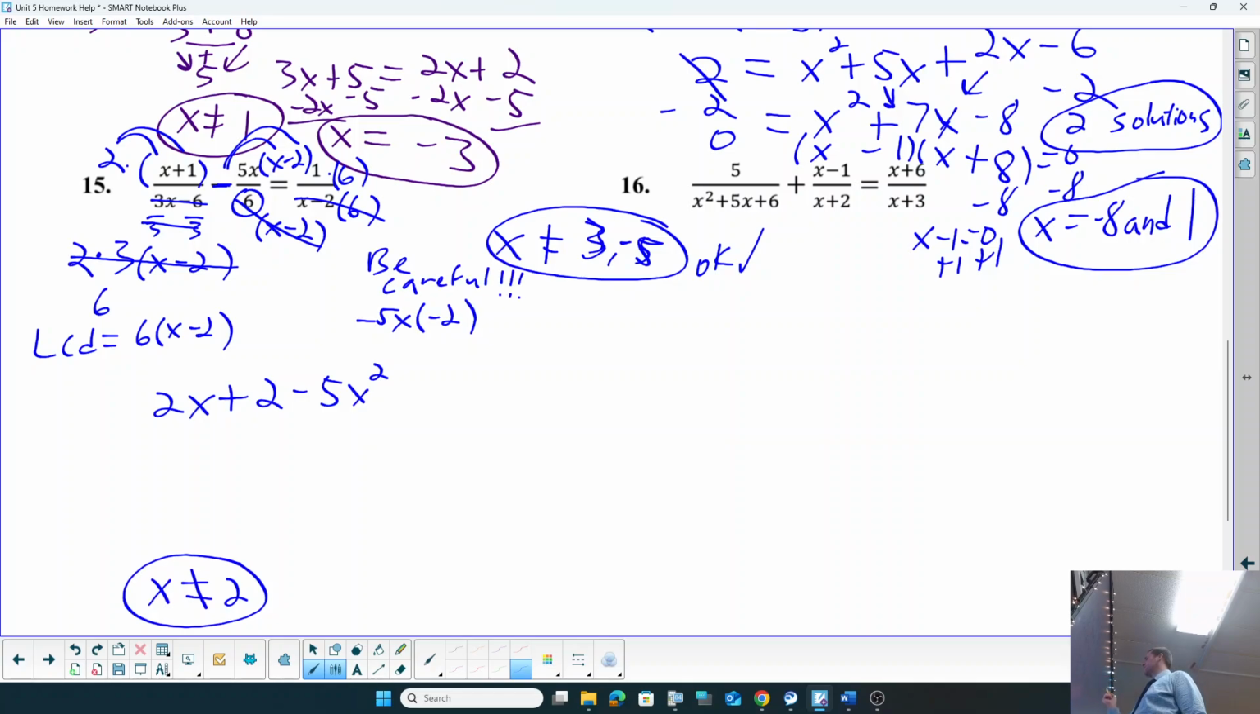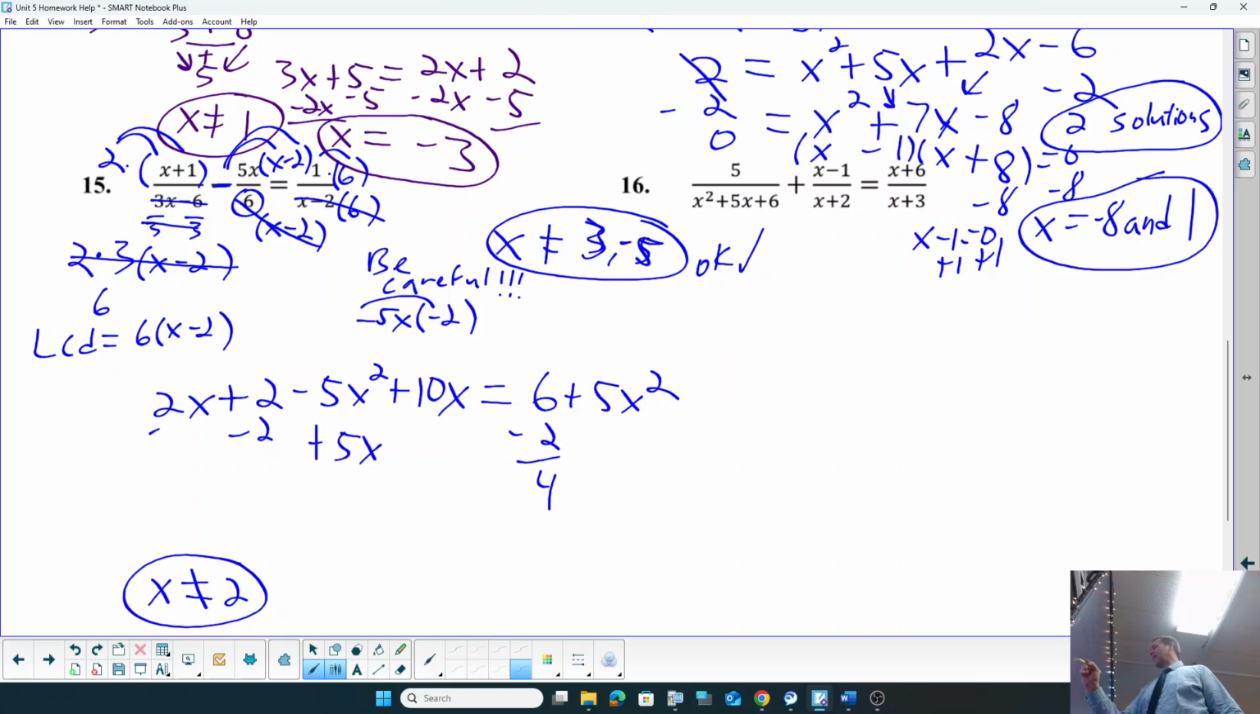Careful, because the negative times the negative is a positive 10x. Equals 1 times 6, which is just 6. So we're going to get everything on the same side, but let's make that 5x squared positive. So we're going to add 5x squared to this side. We're going to minus 2 over to this side, so that becomes a 4.